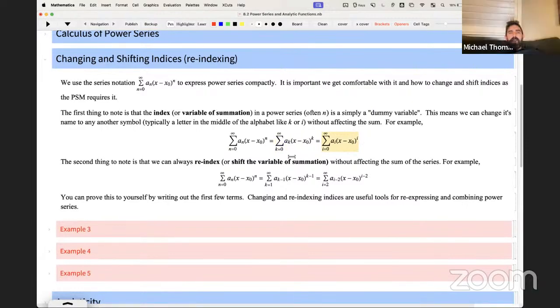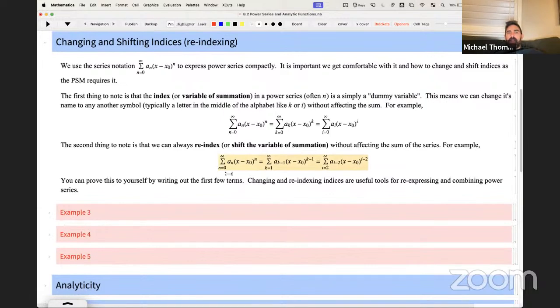And then the next thing to note is that we can always re-index or shift the variable of summation without actually changing the sum at all. It just requires being a little careful. For example, this general power series right here, we could shift and rename essentially. I could start it off at k equals 1 to infinity. You'll notice that some of this changed over here. That n became this, and then n became this.